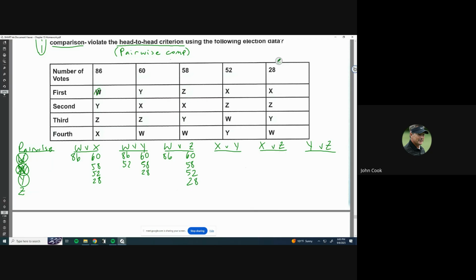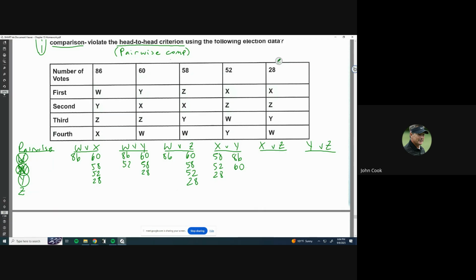So W and Z are gone. Okay. So the winners here are Y, Y, X, X, X. So the two Y's are going to be 86 and 60. And the X's are going to be 58, 52, and 28. All right, and then we have two more to kind of go through for the pairwise comparison.